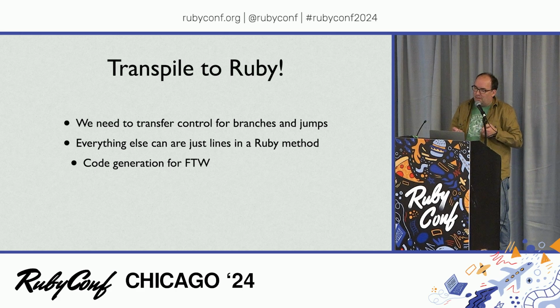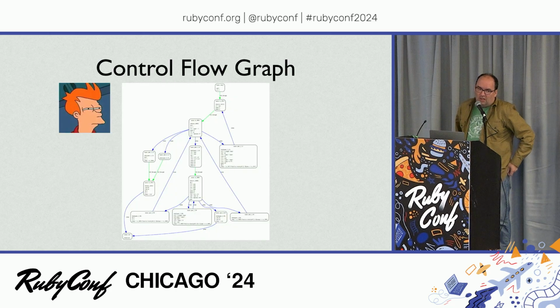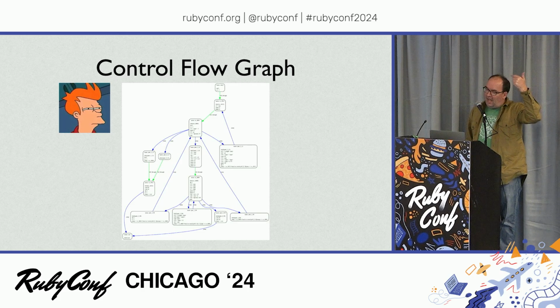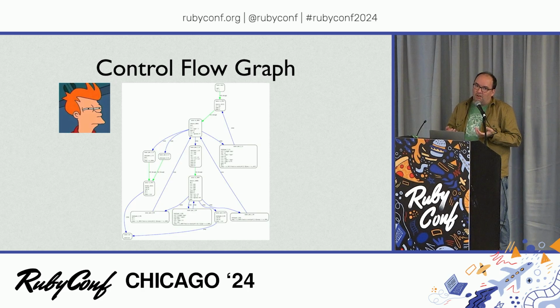We still, unfortunately, because of the complexity of the language, have branches and jumps. So we'll still have to emulate the machine a little bit, but everything else can just become transpiled lines of Ruby. And then we get rid of the overhead of that. So I don't expect anyone to read that at all. But for both the optimizations and for this transpiling, I made a control flow graph.